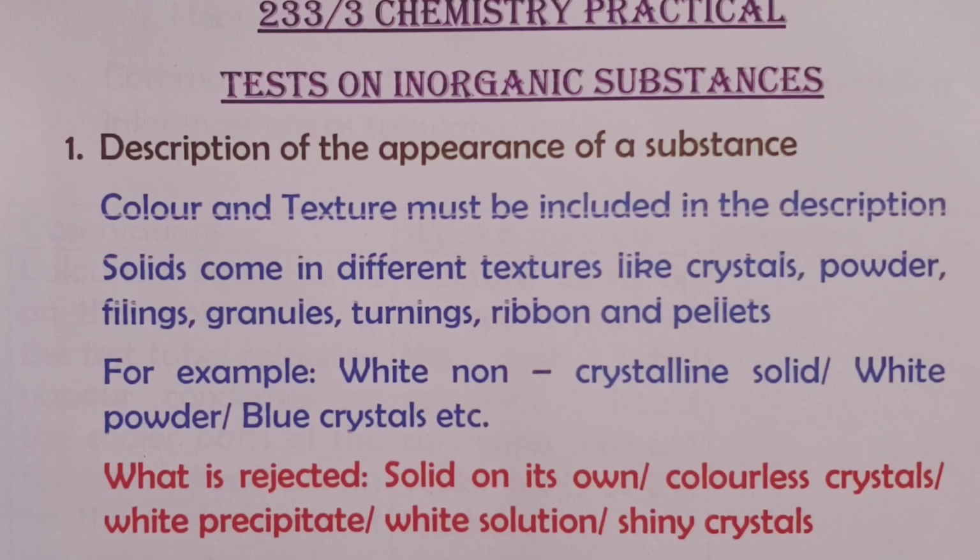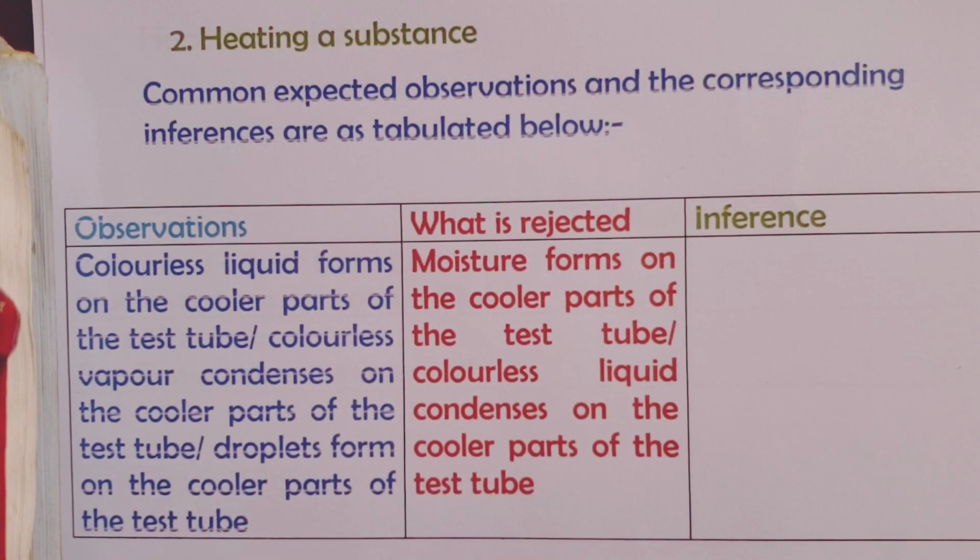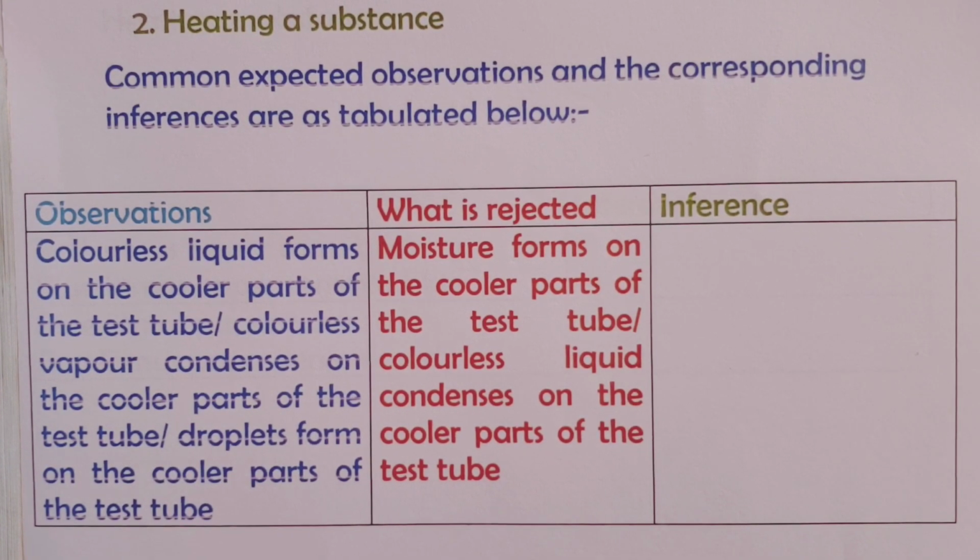Now we proceed to our test number 2, and this is on the expected observations and inferences a candidate can make when we are asked to heat substances. When heating a substance, common expected observations and inferences may be as follows.